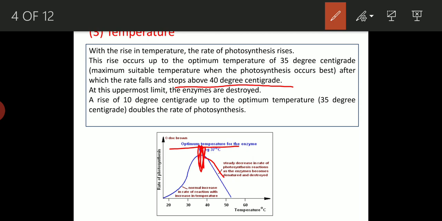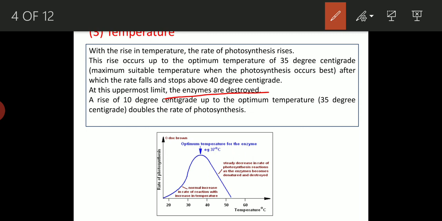There the photosynthesis occurs the best. After that, the rate falls, the rate decreases, and finally, when the temperature reaches above 40 degrees centigrade, the process of photosynthesis gets stopped. Why does this happen? Because the enzymes which are required for the process of photosynthesis get destroyed at that high level. Okay, for that reason.